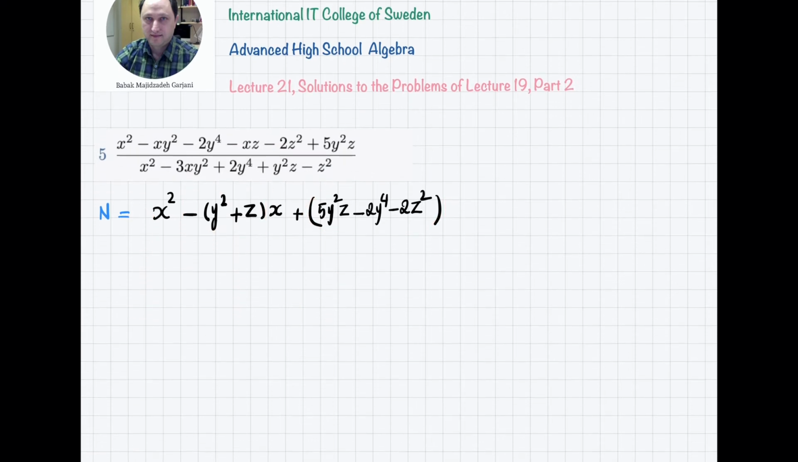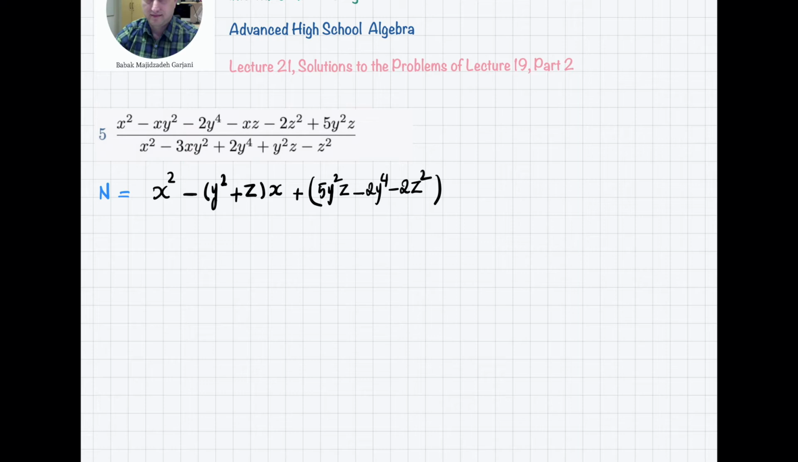And I use the same trick that I did before. Yes, that's the simplest possible case usually. So I calculate delta. Delta is this expression to power 2. The negative sign is gone, so I am left with y squared plus z to power 2 minus 4 times the first coefficient multiplied by this expression, so it becomes 5y squared z minus 2y to the 4 minus 2z squared. And then I try to simplify this expression.